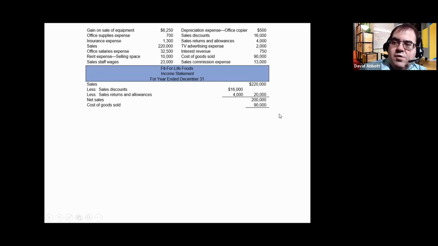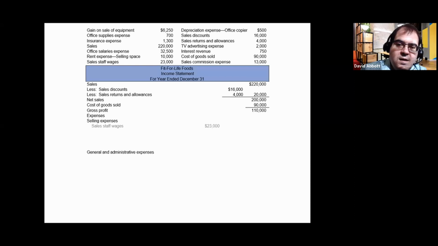Then we have the cost of goods sold of 90,000, and that is the cost of our merchandise. So then we have a gross profit of 110,000, and then we list out our expenses. And again, we're going to categorize them into either selling expenses and then general and administrative.